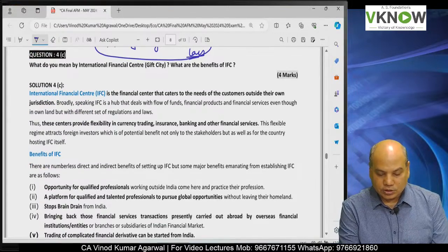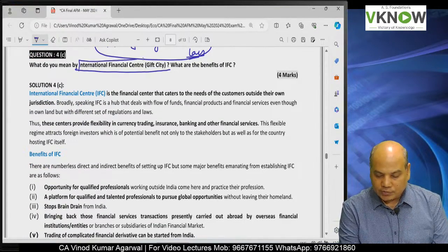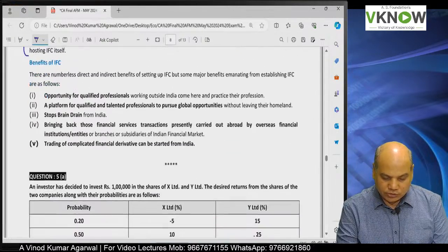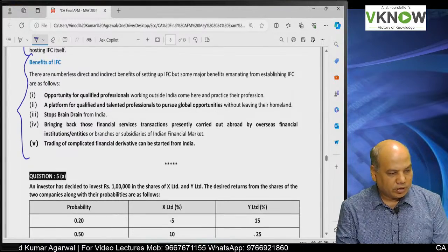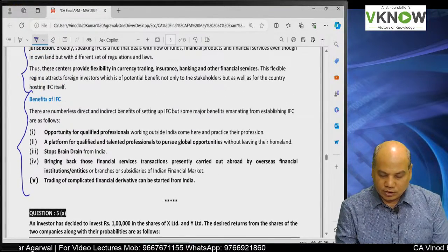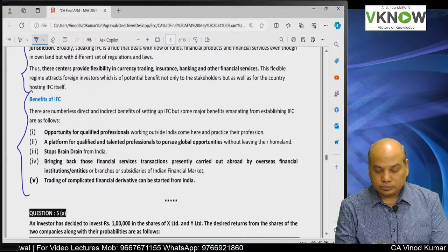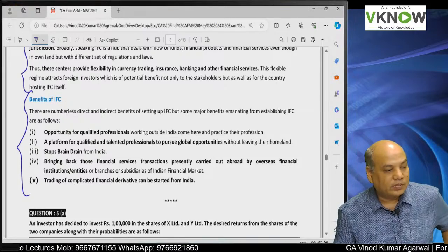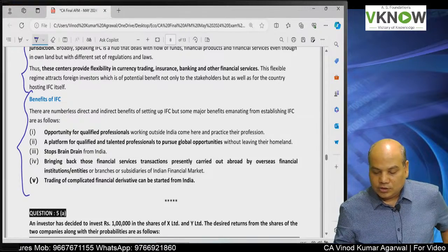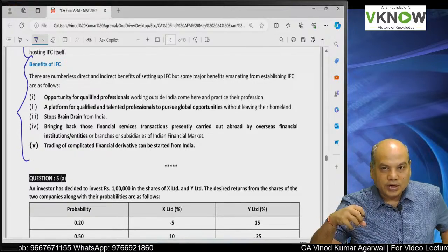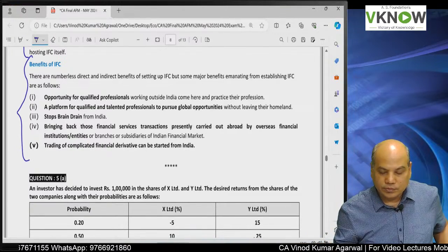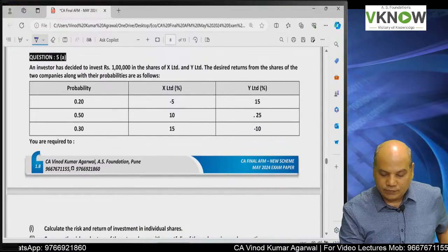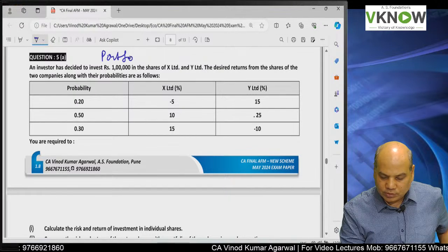Next, question 4C was a theory question. What do you mean by IFC? That is GIFT City, and benefits of IFC. So I have written the meaning. You can check later, and benefits of IFC. Like in Gujarat we have this GIFT City, and it is very, very popular, and it is giving a lot of opportunities to our professionals. It has a lot of flexibility, a lot of tax advantage. It is as if it is a separate country within the country with a separate set of rules, where huge financial opportunities are there.